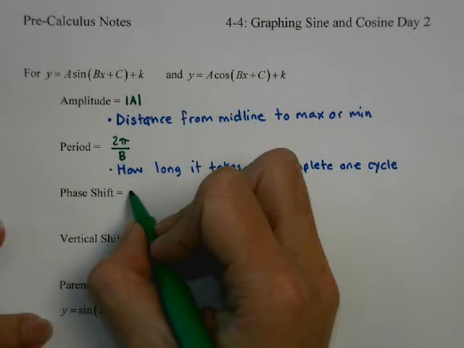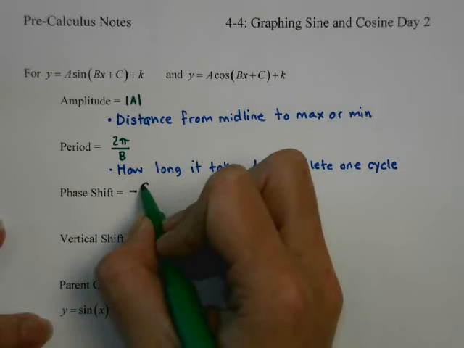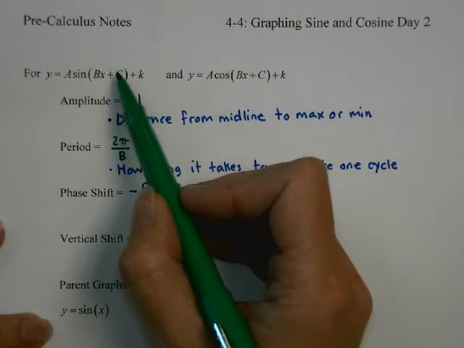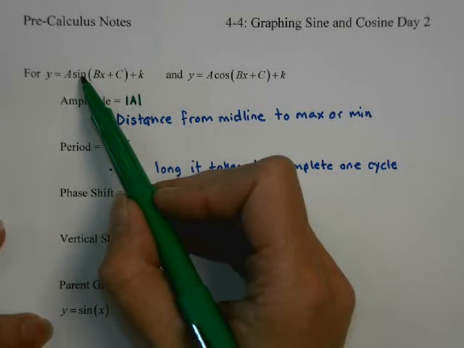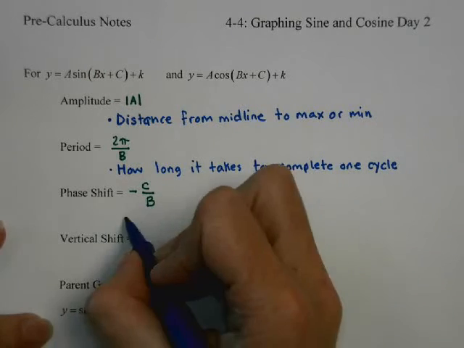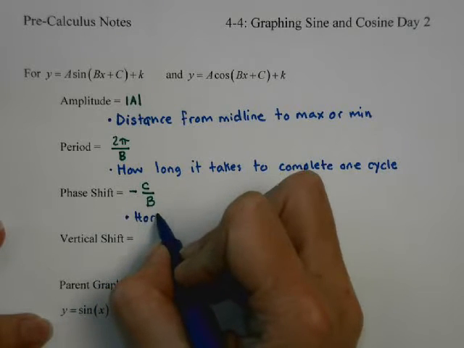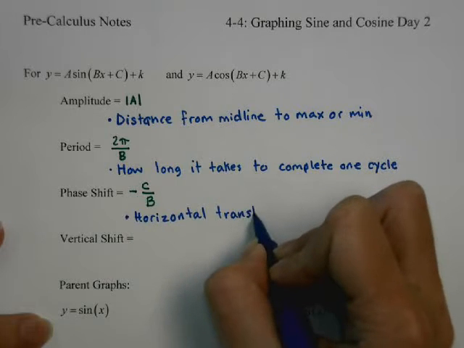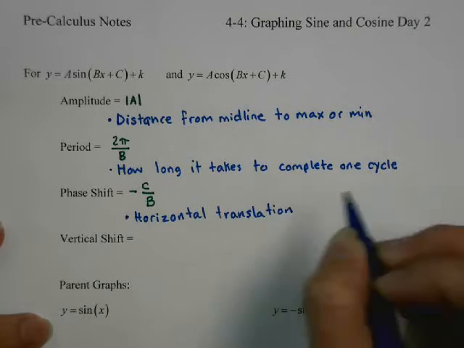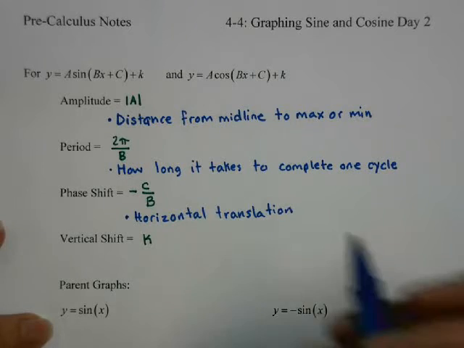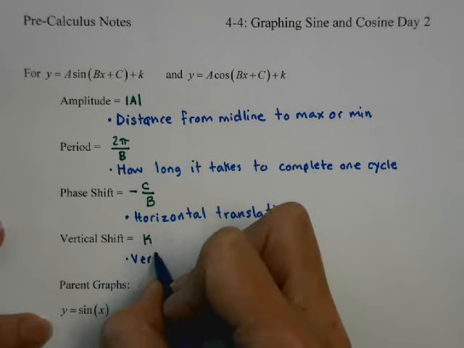Phase shift. The calculation is going to be negative C over B. And it would be what the value would be here if we were to factor out the B. That's where this value is coming from. This is going to be the horizontal translation. And a vertical shift is whatever the K value is. And that's exactly what it sounds like. It's going to be the vertical translation.